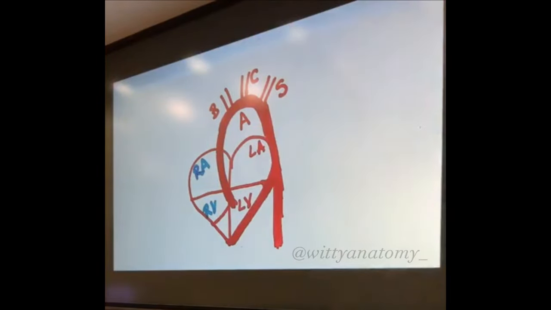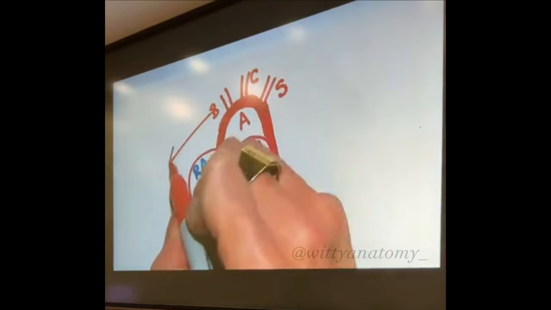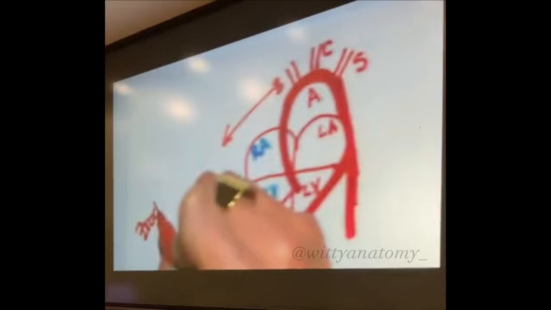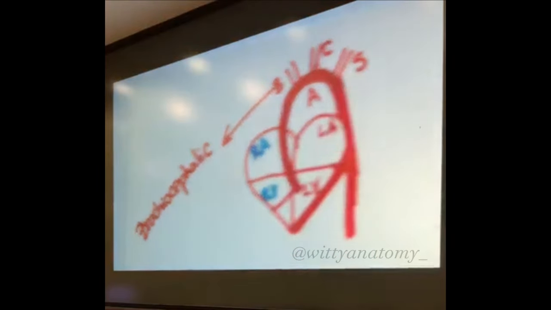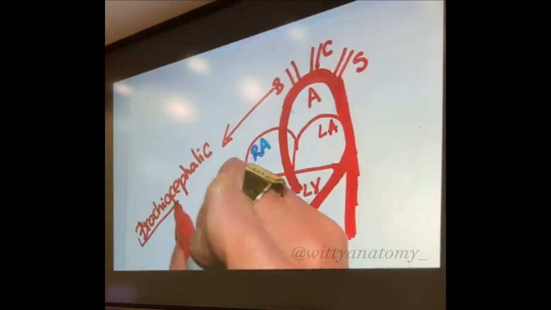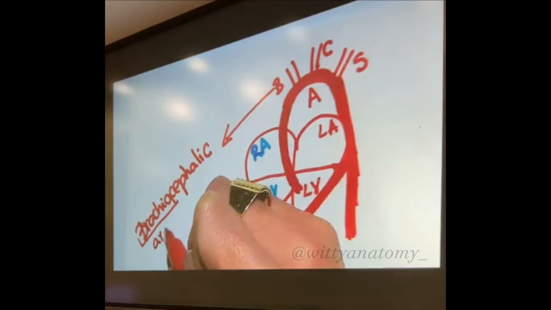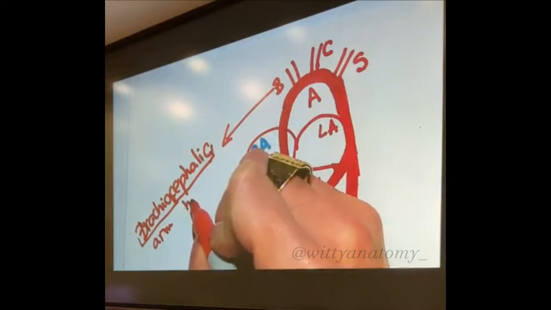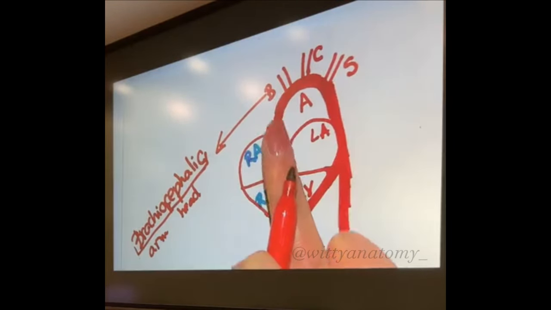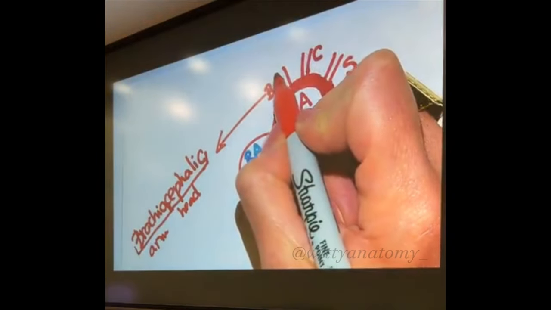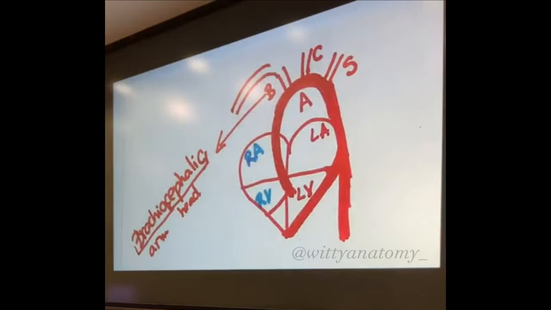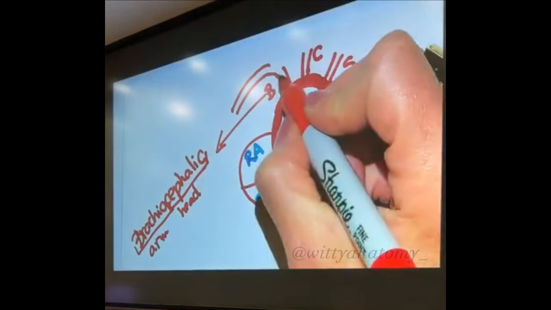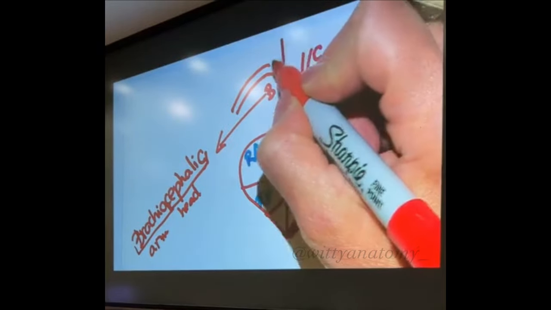Okay, now, brachiocephalic. Let's break down this name. Brachiocephalic artery. Well, obviously an artery is branching off of the aorta. What does the word brachio mean? Arm. Cephalic, head. So, branching off the brachiocephalic artery, you have a blood vessel that's going to my arm, and obviously this blood vessel is going to the sides because where is my arm? Right here. Right? But also, branching off the brachiocephalic artery, I have something that will go to my head.